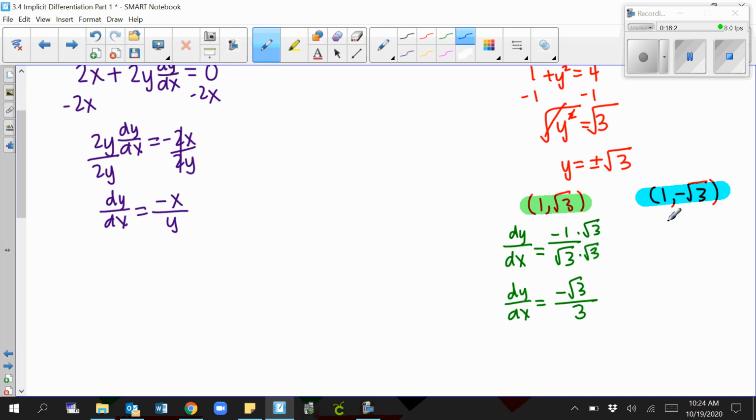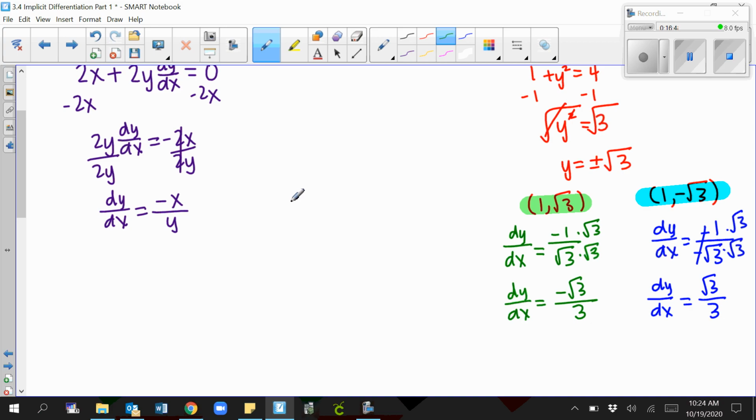And when I plug in my blue point, I'm going to end up with dy over dx is equal to negative 1 over negative square root of 3. The negatives cancel out, and then I'm going to do the same thing. Multiply the top and bottom by the square root of 3. So dy over dx is equal to the square root of 3 over 3. So now I've got my point and my slope for the green and the blue point.